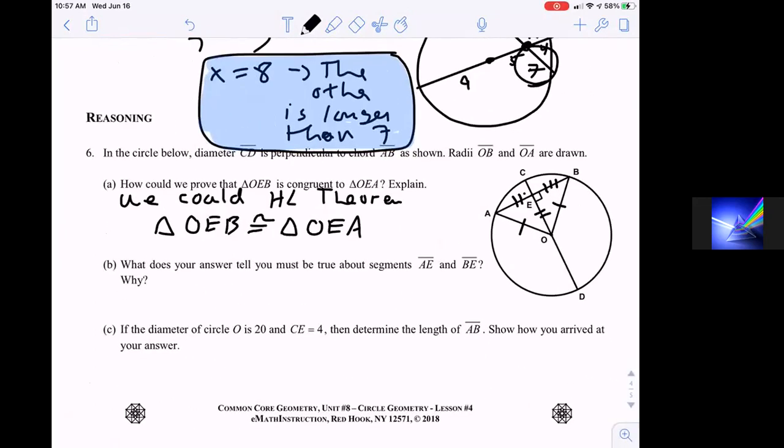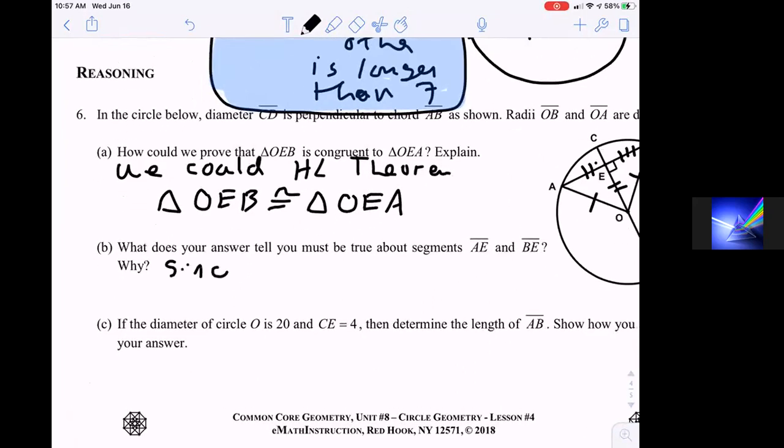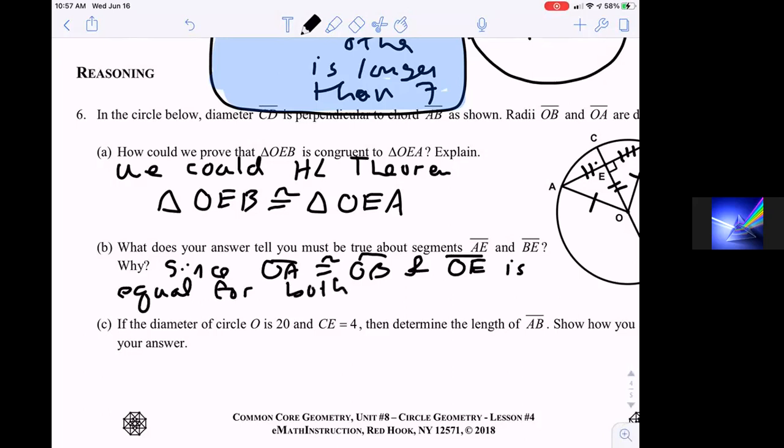What does this tell you about the segments AE and BE? Well, since OA is congruent to OB, and segment OE is common to both triangles, then AE is congruent to BE.